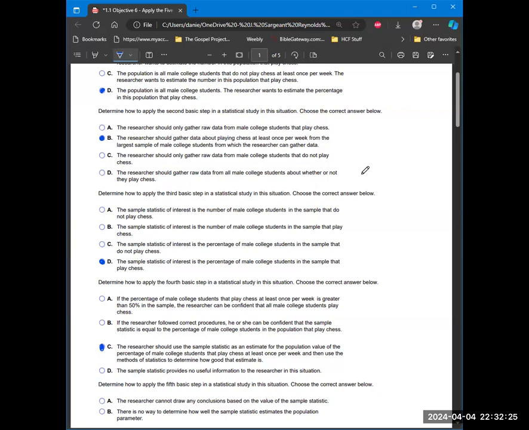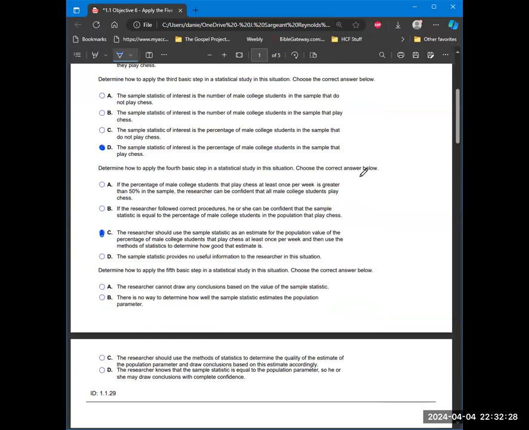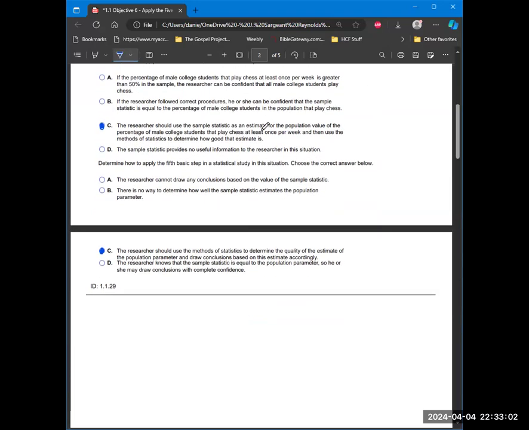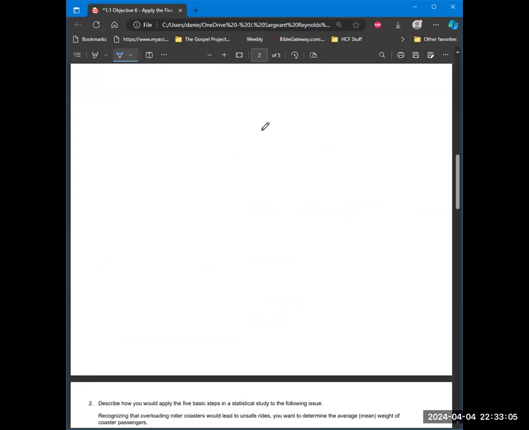And last question, determine how to apply the fifth basic step in a statistical study for the situation. Choose a correct answer below. So the researcher should use the methods of statistics to determine the quality of the estimate of the population parameter and draw conclusions based on this estimate accordingly. We're going to talk about that later with something that we call hypothesis testing. We do a lot of that when we get into quality assurance and quality control issues and things like that.